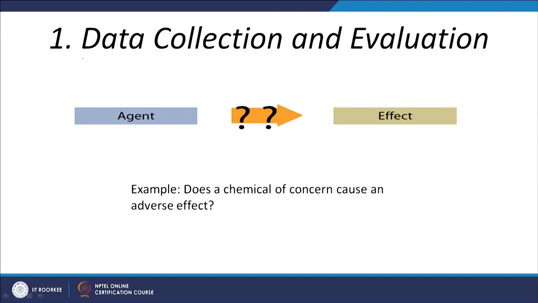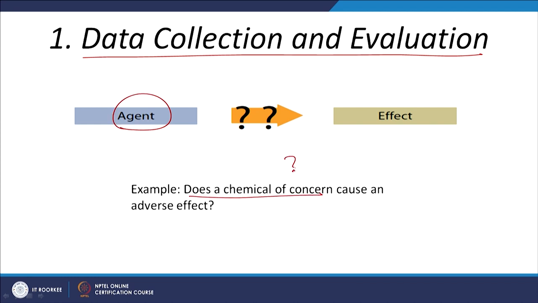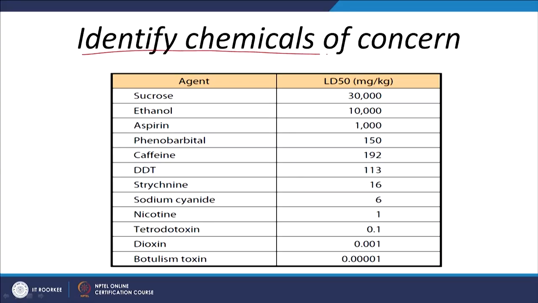Moving on, as we talked about, data collection or hazard identification. What are the chemicals of concern, and does each have an adverse effect? Again, these are generic aspects. For example, how can I identify chemicals of concern?